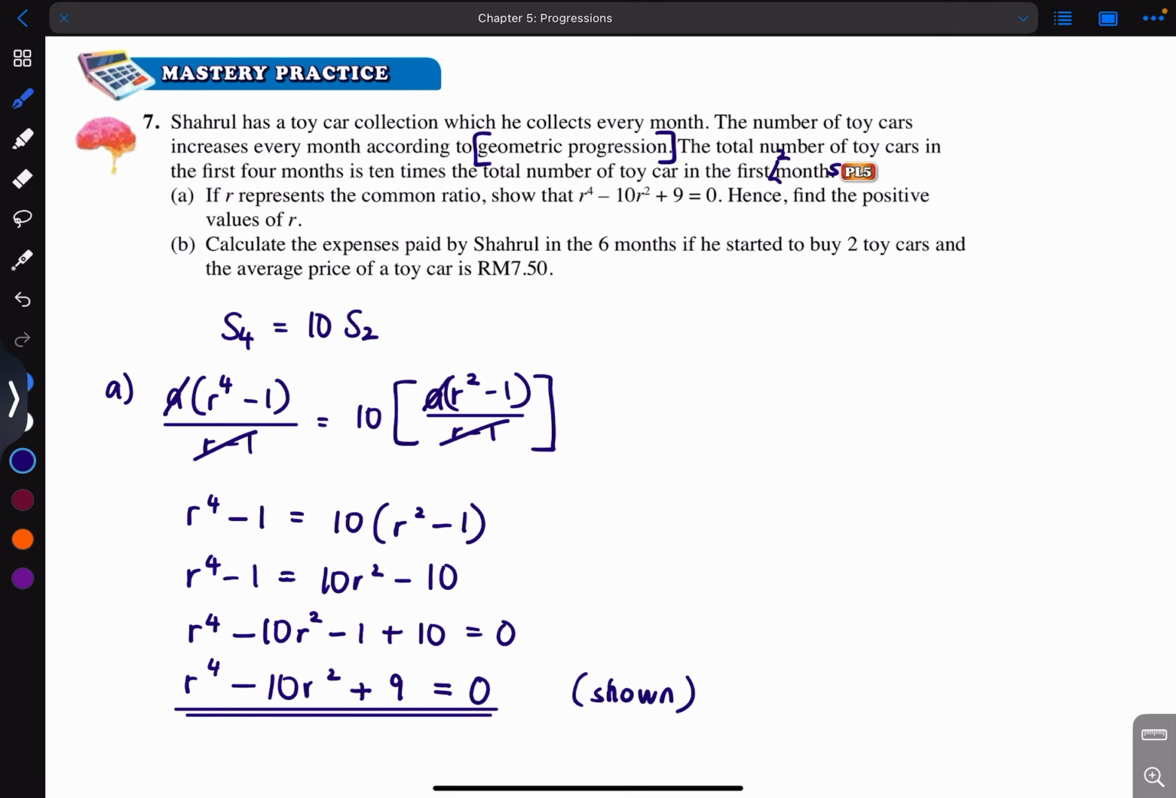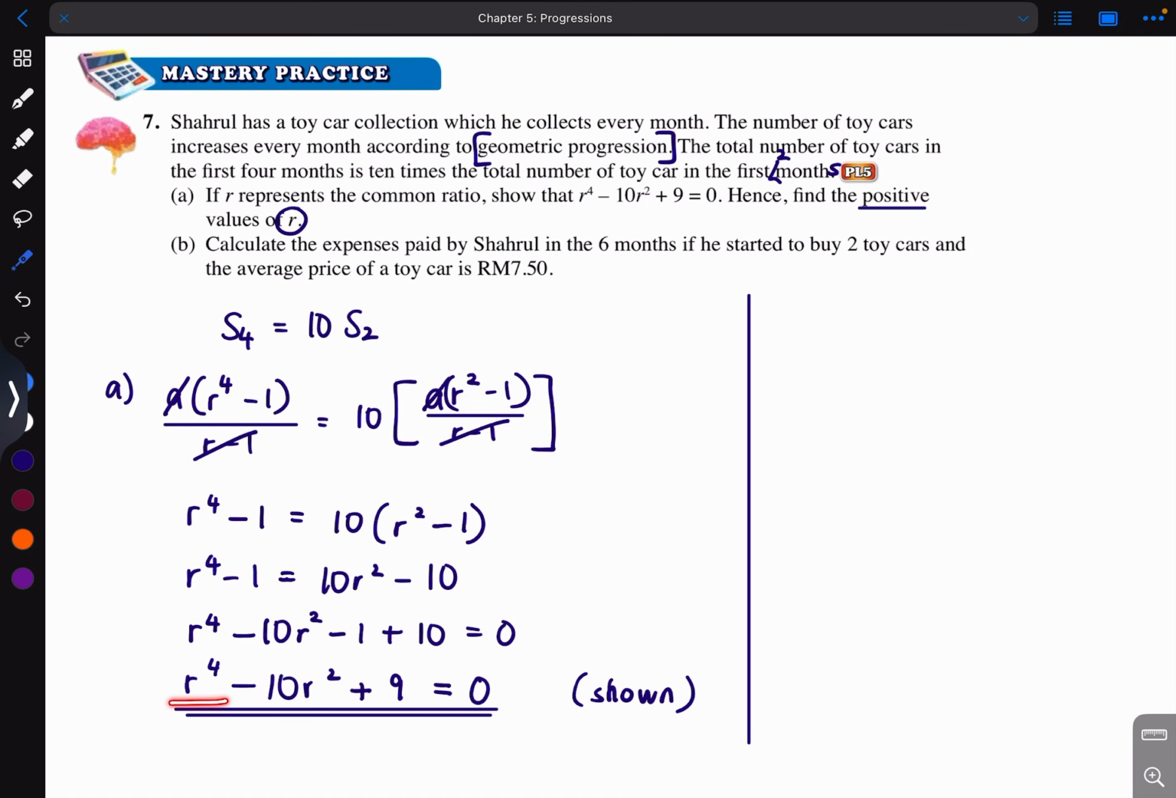So you need to use the first 2 months in order to get this. Earlier I tried S1 according to the question, but I couldn't get it. Then only I realized they missed out this part. Okay. Next we need to find the positive values of r. So basically we need to factorize this.